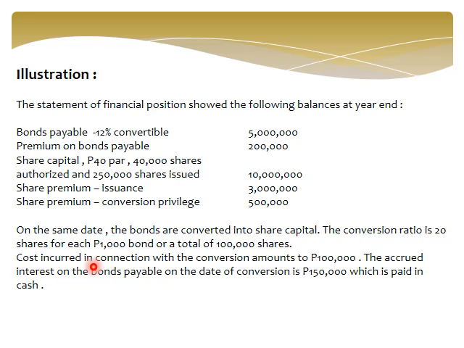Cost incurred in connection with the conversion amounts to 100,000. And the accrued interest on the bonds payable on the date on conversion is 150,000, which is paid in cash. So, given lahat. Again, ano yung kailangan gawin? Amortize the discount, premium, or bond issue cost, determine the balance, and then the accrued interest. And given na yung balance ng premium, given na yung accrued interest na 150,000, so therefore wala na tayong problema.